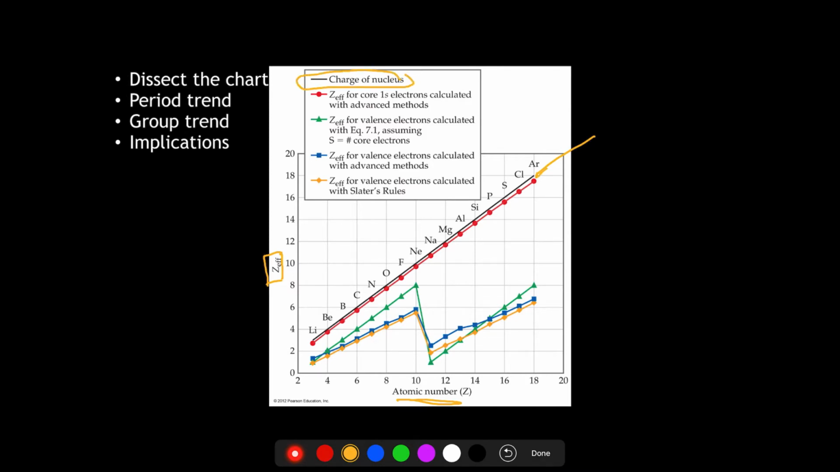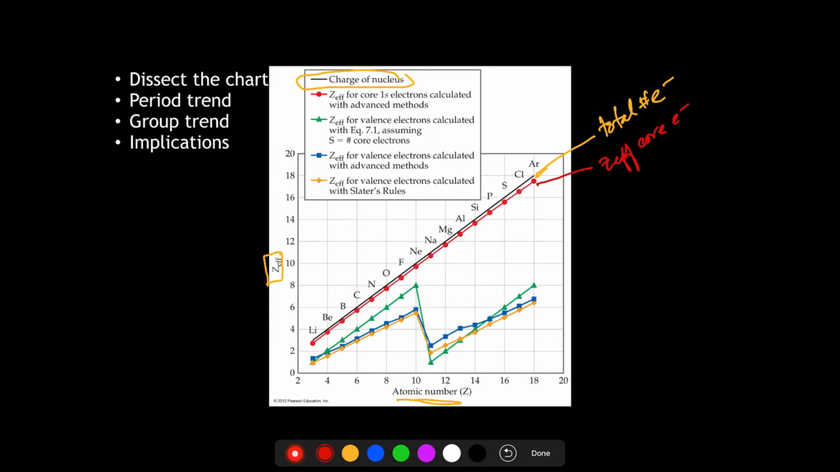Right, that's just the charge of my nucleus. So it increases from 3 on up because this is just our total number of electrons. That's what that line represents. If we look at this red line, what does that red line represent? That's your Z effective for your core electrons. We're just reading from that graph: Z effective for your core electrons.